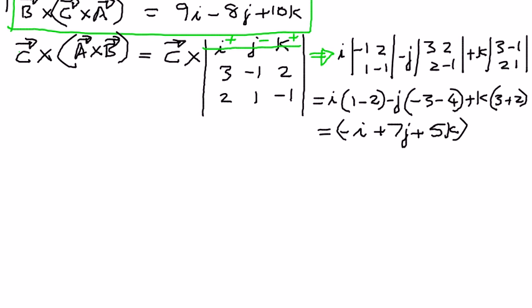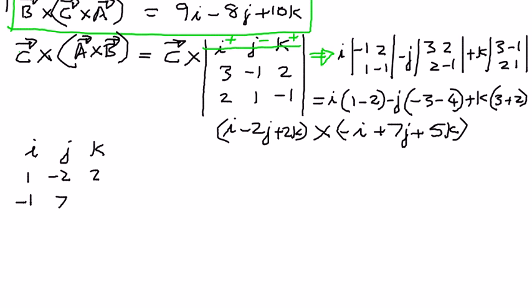We take this and we're going to perform the cross product with vector c, and vector c now is i minus 2j plus 2k. Since we are doing the cross product between these two vectors, we can use determinants, and the way to do that is as follows: i, j, k. The coefficient of i is 1, the coefficient of j is negative 2, the coefficient of k is positive 2, the coefficient of i is negative 1, the coefficient of j is 7, the coefficient of k is 5, and if you find the determinant of this, we should be able to get a value.